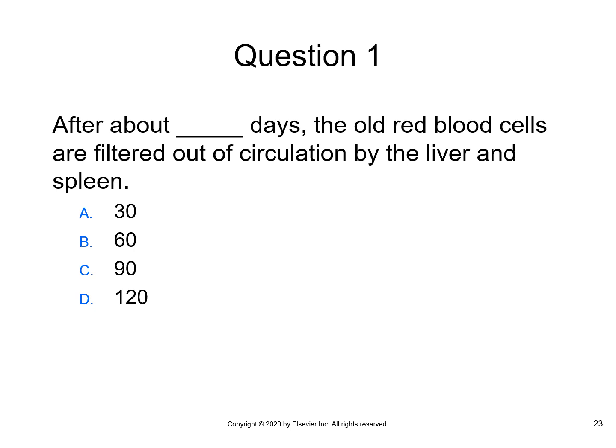All right, question 1. After about blank days, the old red blood cells are filtered out of circulation by the liver and the spleen. And the answer is 120 days. And that concludes chapter 29, Hematologic System Introduction.